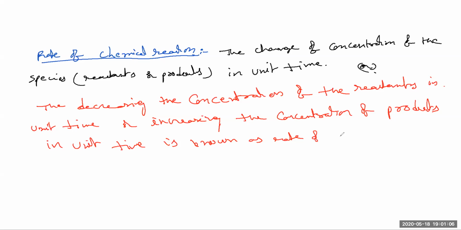Rate of chemical reaction. Understood, all of you? The rate of chemical reaction is defined as the change in concentration of the species, the reactants or products, in unit time. Generally the reactant concentration decreases, and at the same time the concentration of the product increases. Whatever quantity of reactant is converted into product, that much concentration increases for the products. Write down the definition.